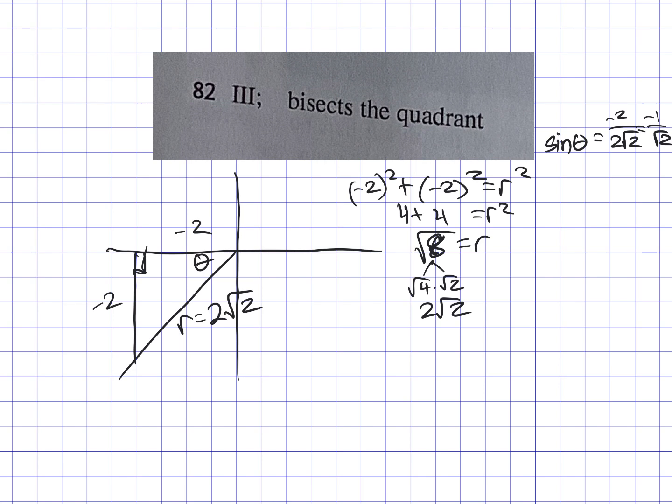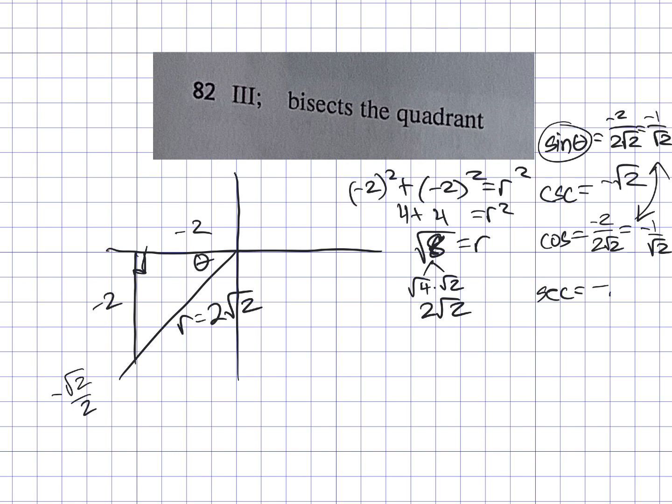Okay, which if you rationalize that, that gives you the negative square root of 2 over 2 for the y value, which is what sine is. Cosecant is the reciprocal, negative square root of 2. Cosine, again, is negative 2 over the hypotenuse, 2 square root of 2. Again, they should be the exact same, cosine and sine. So it's going to be negative 1 over square root of 2. The secant is the reciprocal, so negative square root of 2. And the tangent is sine over cosine, so anything over itself is 1. Cotangent is going to be 1 as well.